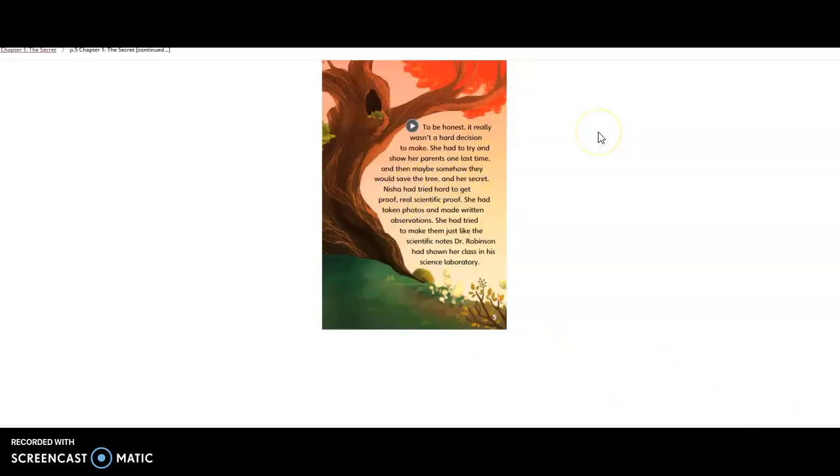To be honest, it really wasn't a hard decision to make. She had to try and show her parents one last time, and then maybe somehow they would save the tree and her secret. Nisha had tried hard to get proof, real scientific proof. She had taken photos and made written observations. She had tried to make them just like the scientific notes Dr. Robinson had shown her class in his science laboratory.